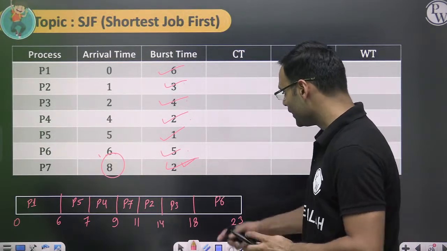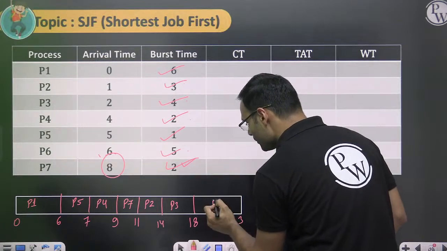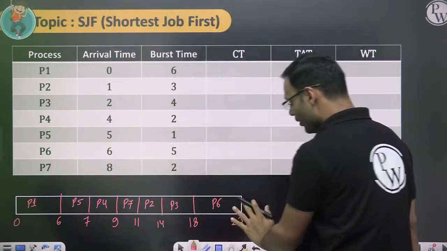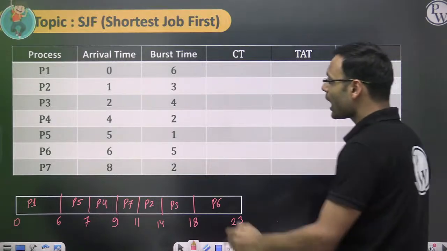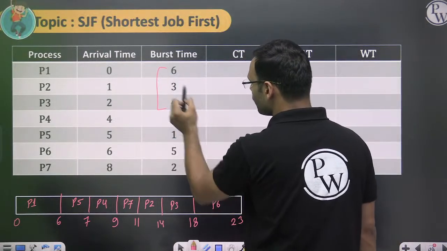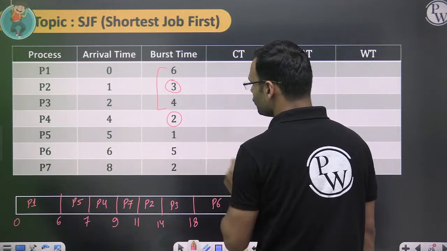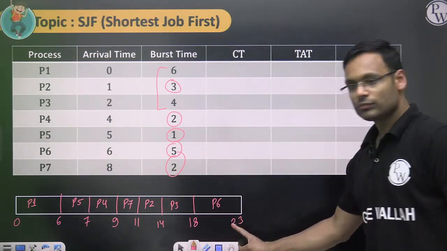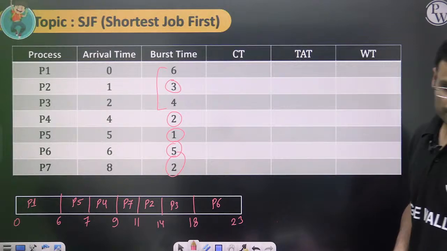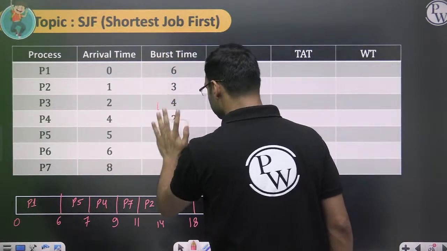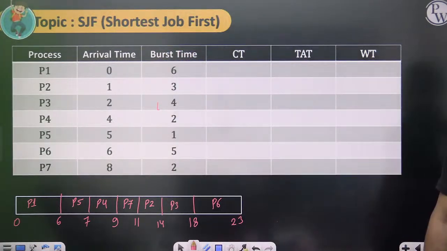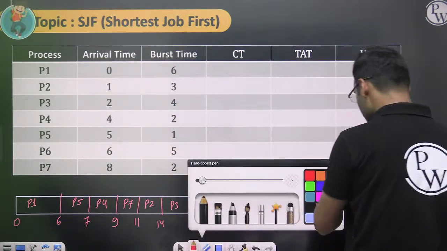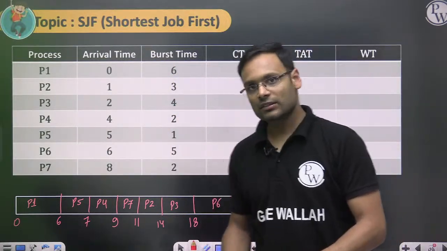Is there any idle period here? No. So I am just reconfirming that I have made all the calculations correctly. How? Look at this: 6 plus 4, 10 plus 3, 13 plus 2, 15, 16, 21, 23. Yes, 23. Till 23 I have run. That is one confirmation I made. Now the rest is easy, all same to same. Once the Gantt chart is done, then the rest is easy.